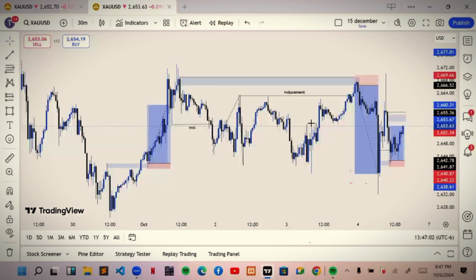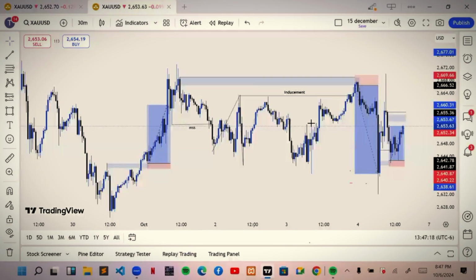Am I seeing a break of structure or am I seeing a market structure shift? After you've gotten your market structure shift, just like I did here, or your break of structure, just like I did in GG, the next thing you should do is look out for the very first valid pullback that the market makes, which is your inducement.